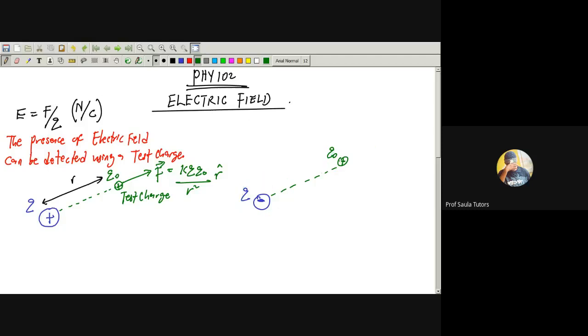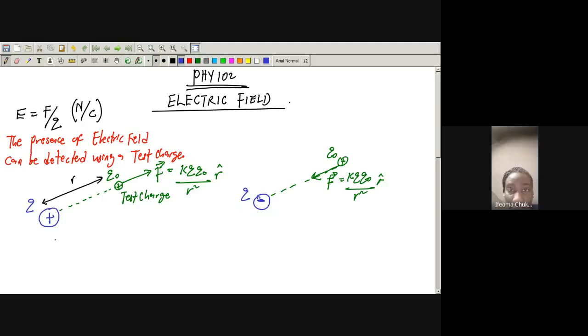You observe that the force will be directed this way because like charges will always attract each other. This is the force, and that's equal to, remember, KQQ naught over R square times the position vector. Now, pay attention that the electric field created by a positive charge will always radiate outward.